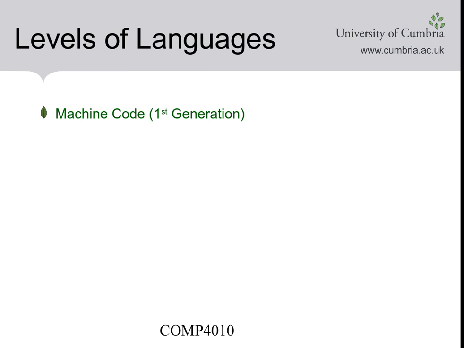The different levels of language that you will come across, or may not come across, but might hear about, first generation languages are machine code. Effectively, the early way of programming computers was to do it bit by bit, byte by byte.